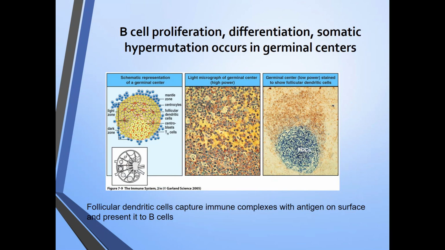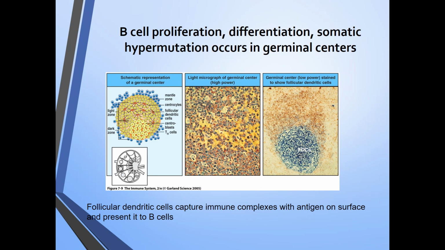So this all happens in the lymph nodes. The B cell proliferation, differentiation, and somatic hypermutation occur in germinal centers. And so when you get this activation occurring, you have certain cells. You get the B cells and the T cells together, along with another cell type called follicular dendritic cells. These follicular dendritic cells capture immune complexes with antigen on the surface and present it to the B cell.